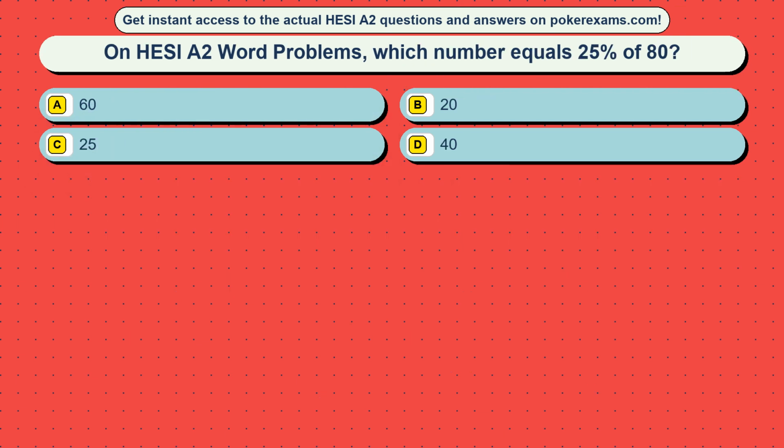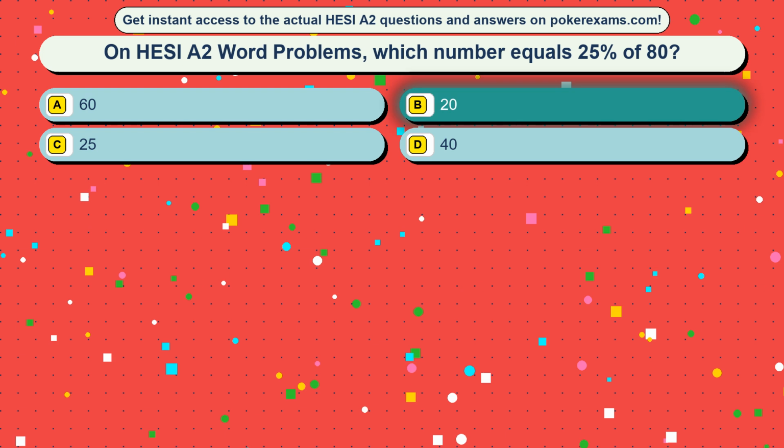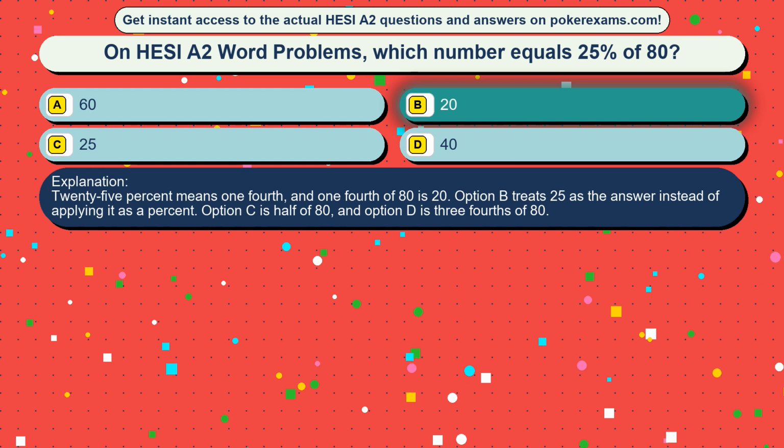Question 44. On HESI A2 Word Problems, which number equals 25% of 80? Option A, 60. Option B, 20. Option C, 25. Option D, 40. The correct answer is option B, 20. 25% means 1/4, and 1/4 of 80 is 20. Option C treats 25 as the answer instead of applying it as a percent. Option D is half of 80, and option A is 3/4 of 80.